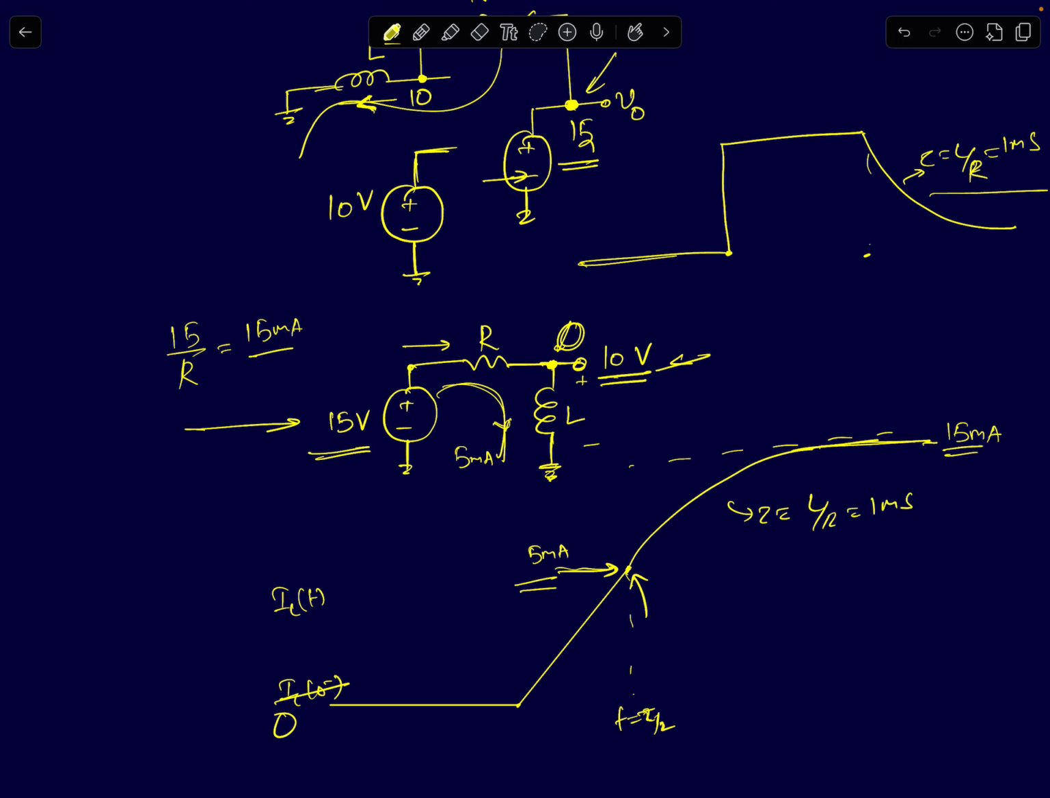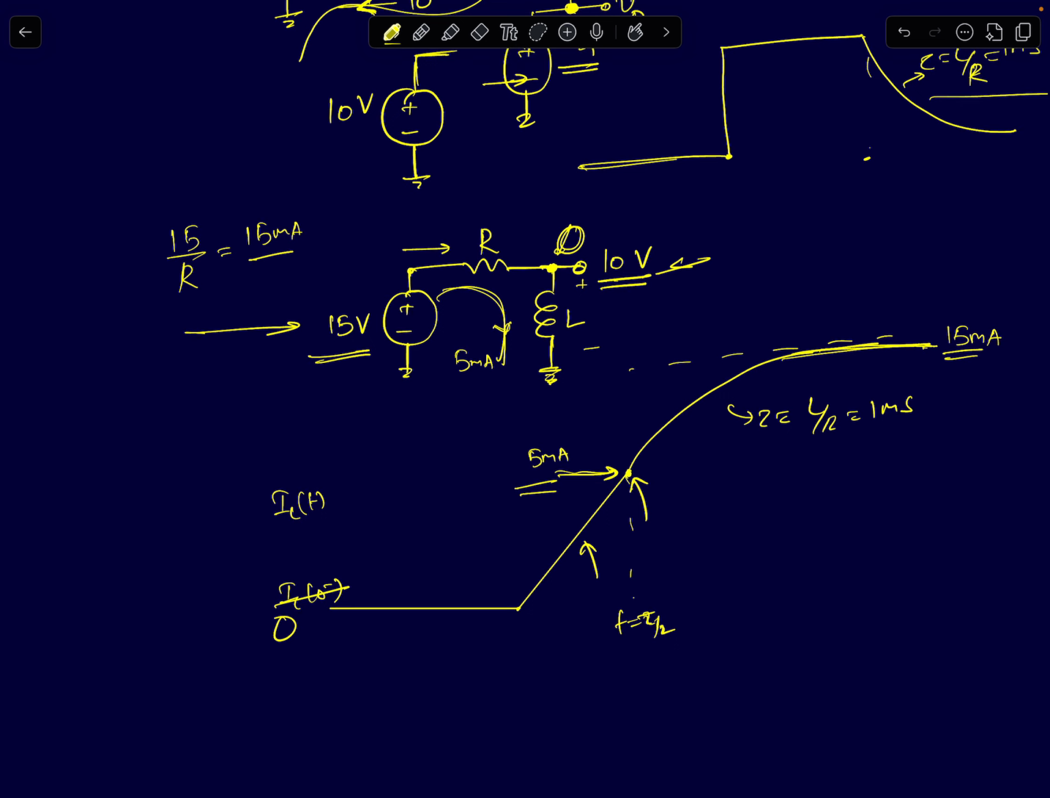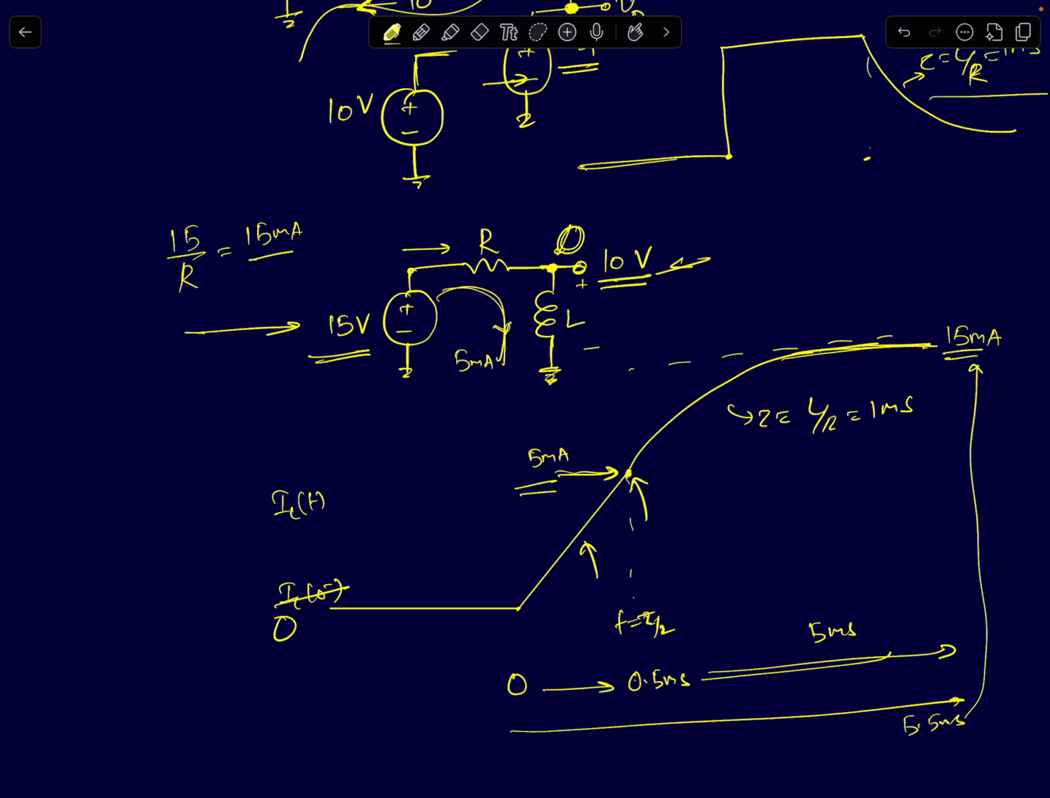Okay, so that's what happens in this circuit. So the inductor current, first it's a linear increase till 5 milli. After that, it's an exponential first order increase to 15 milliamperes. If you assume most of the settling happens within 5 time constants, if you start off at 0, in 0.5 milliseconds it reached 5 milliampere and then an additional 5 time constants, an additional 5 milliseconds. So in a total of 5.5 milliseconds it would have reached 15 milliamperes. Okay, so this is 5 time constants. We are assuming within 5 time constants it had more or less settled to its final value.